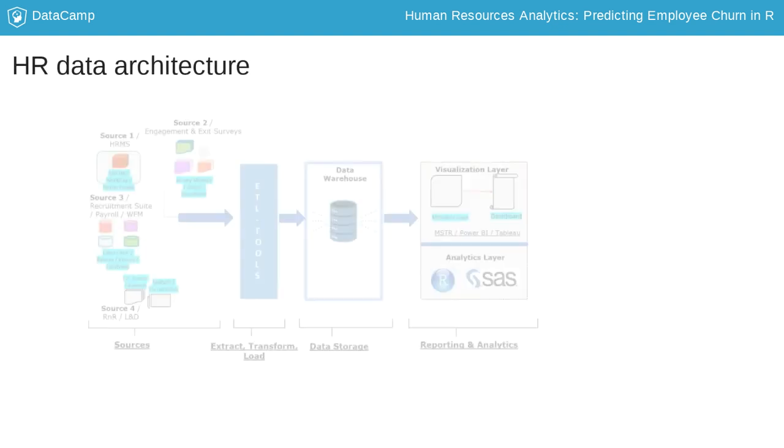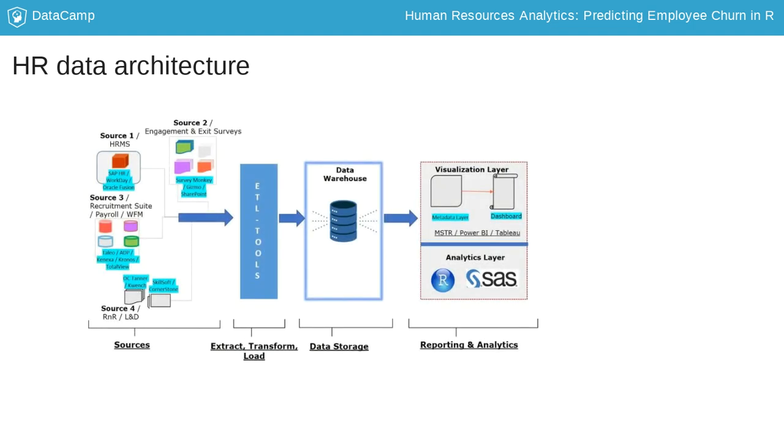Here is a sample representation of HR data architecture. In an ideal scenario, various data sources are pulled into data warehouses, which are then connected to the visualization and analytics layer. However, not all organizations have this workflow set up, so you might be required to source and collate the data manually to prepare a master data table. You can use joins to combine various datasets.